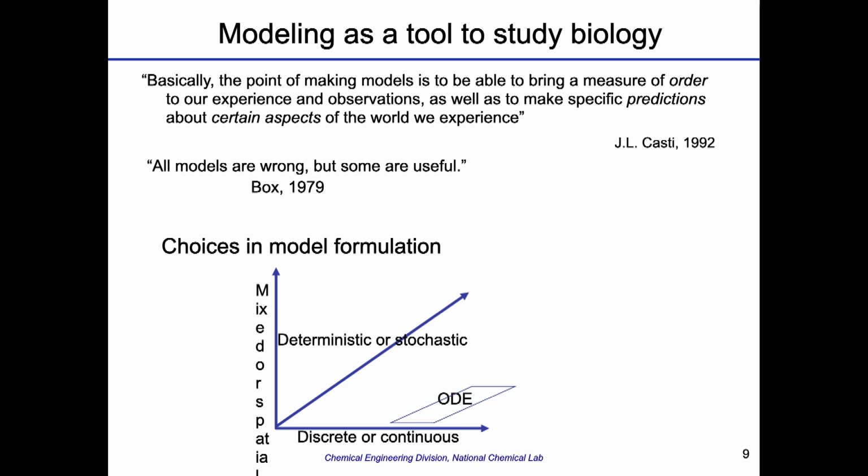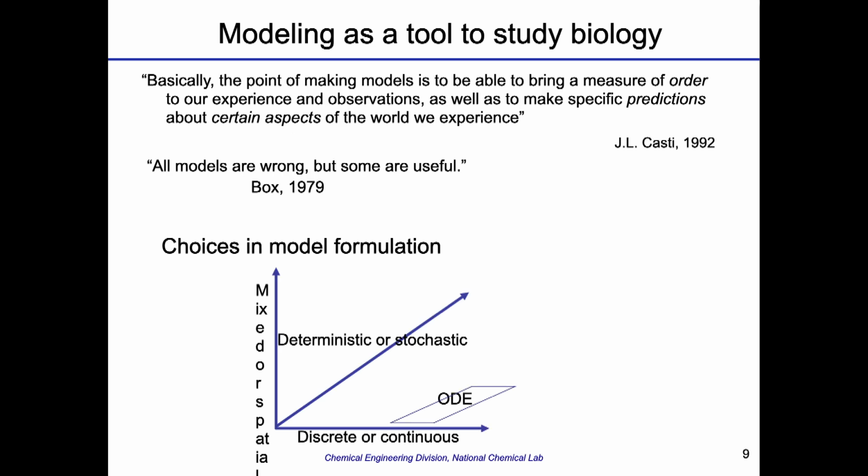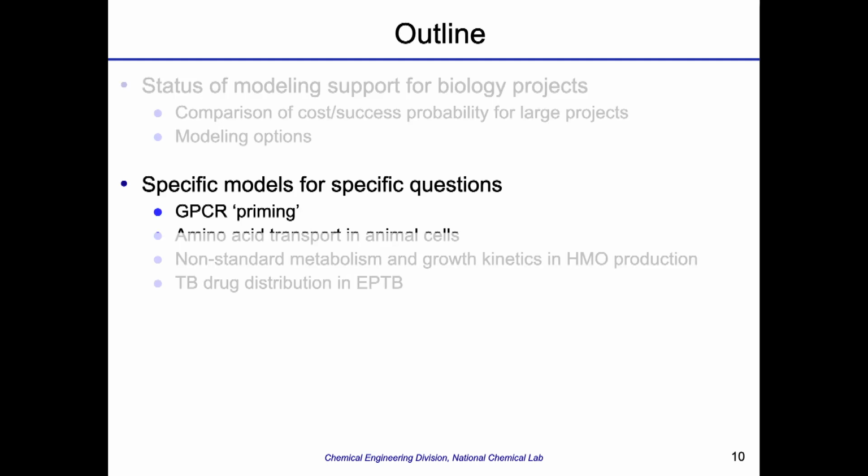All the examples I will talk about are these: continuous systems that are well mixed and deterministic. Right? So I will describe them by ordinary differential equations. So, four examples. The first is a seemingly unintuitive observation about GPCR activation.